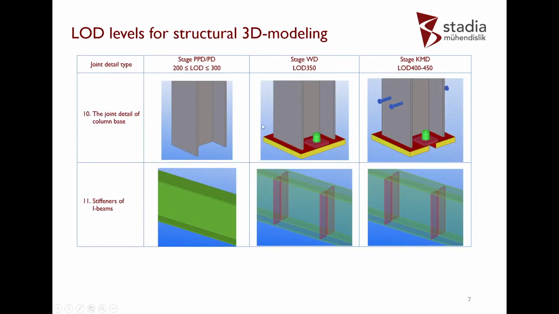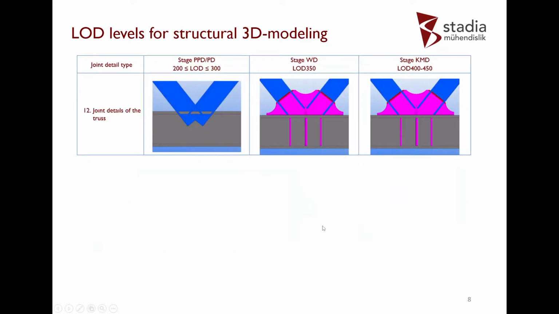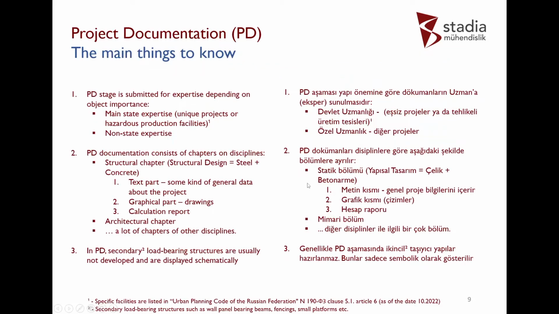And here we have base joint details, the same issue, and stiffeners. Also nothing specific. And joint detail of brace. And now let's speak about project documentation.